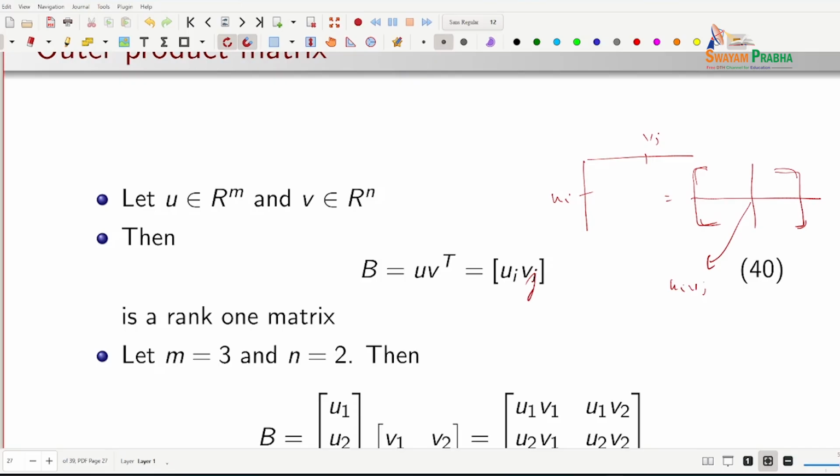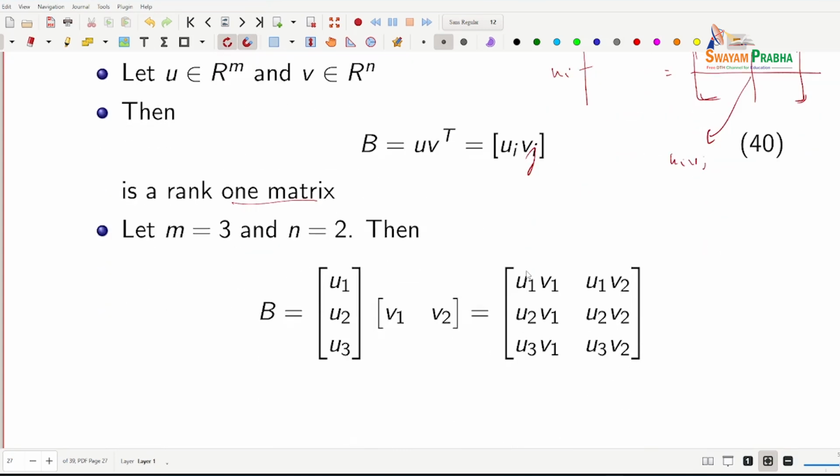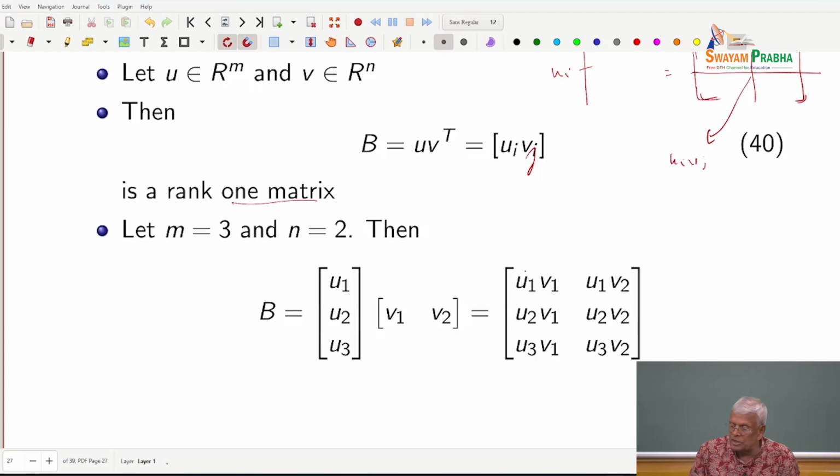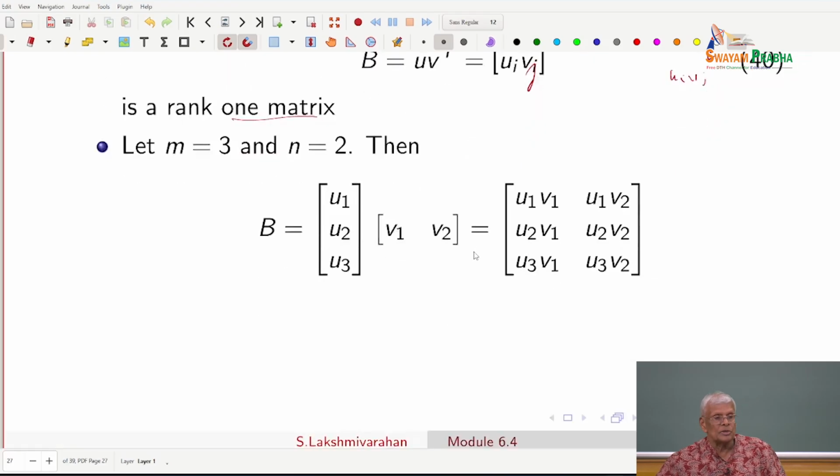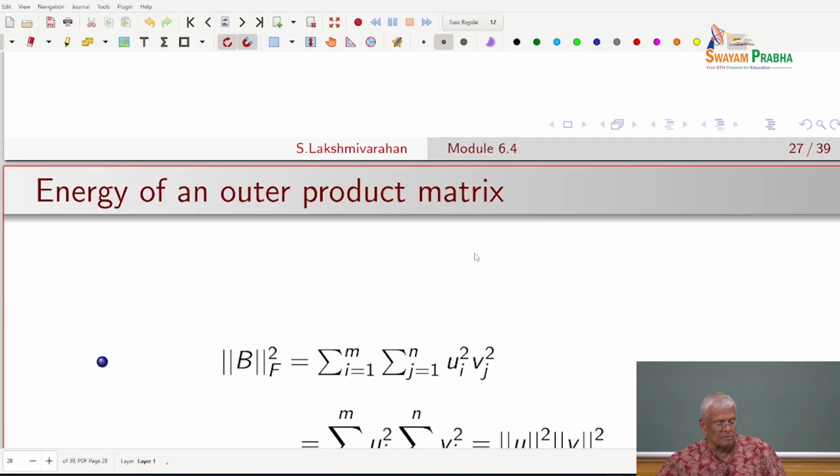So every column is a multiple of one column. Every row is a multiple of one row. Therefore, it is a rank 1 matrix. As an example, when m is 3, n is 2, this is U, this is V, this is the outer product matrix. This is just to remind you in case you want to recall what the outer product is all about. And why are we talking about the outer product matrix?